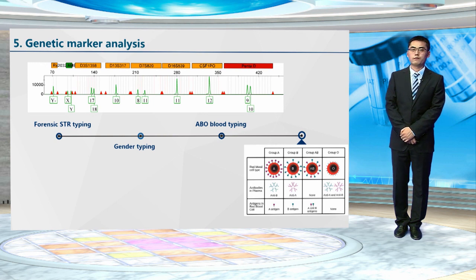Gender typing can be performed by analyzing the X and Y chromosome sequence using PCR and capillary electrophoresis. ABO blood typing identifies specific antigens present on the surface of blood cells.